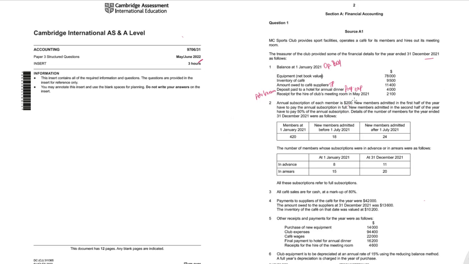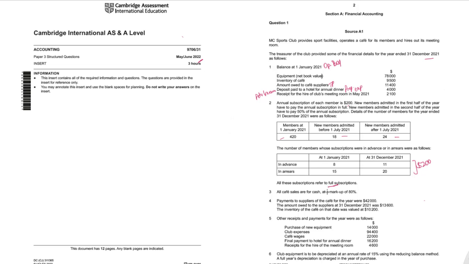Annual subscription of each member is $200. New members admitted in the first half of the year have to pay the annual subscription in full, that is $200. But new members admitted in the second half are supposed to pay only 50%, which is $100. Details of the number of members for the year ended 31st December 2021 were as follows. At the opening, there were 420 members. Then in the first half, 18 members joined. Second half, 24 members joined. And the number of members whose subscriptions were in advance or in arrears are given, opening and closing. Important thing, all these subscriptions are to be calculated as full subscriptions, so $200 per member will be applied.